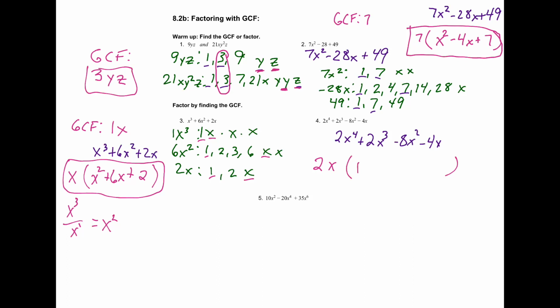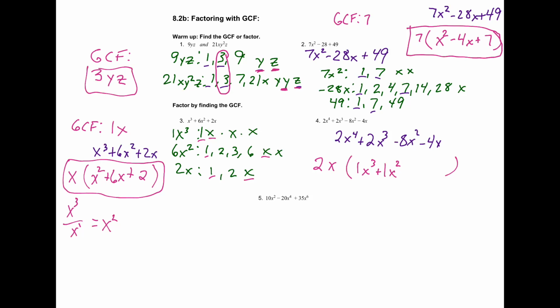And x to the fourth divided by x is going to give me x cubed. So remember, that's over here. We subtract those exponents. So 4 minus 1 equals 3. All right, looking at the next part here. So 2x cubed. So we want to do 2 divided by 2. 2 divided by 2 gives us 1, positive 1. And then x cubed divided by x gives us x squared.